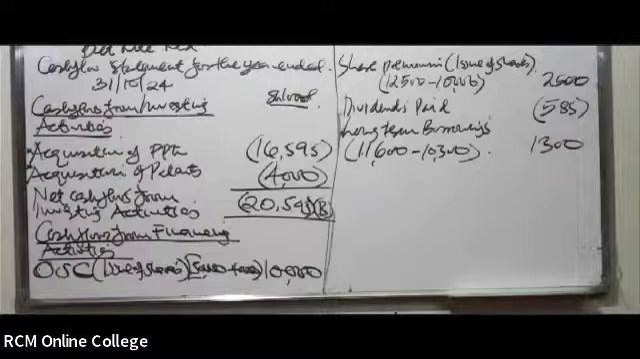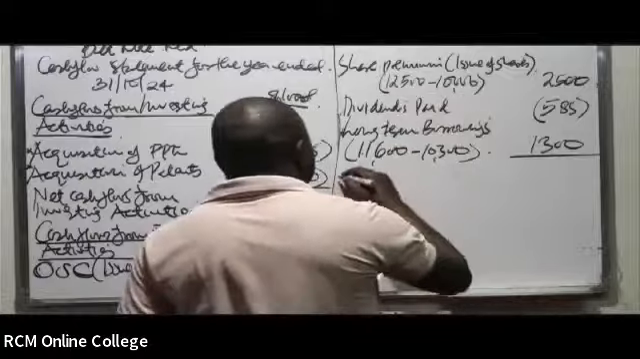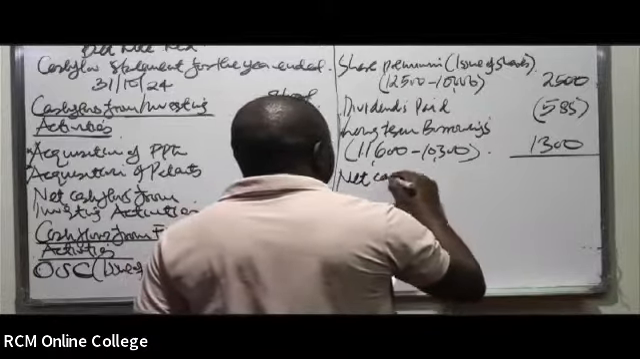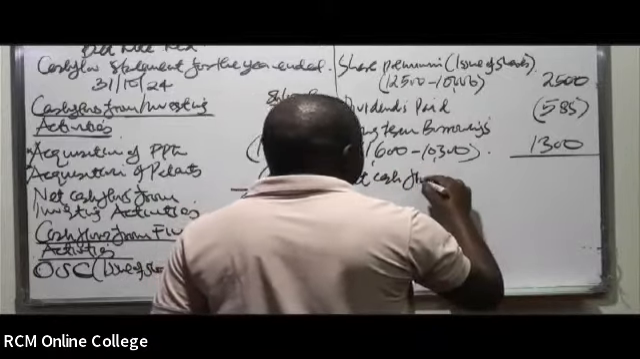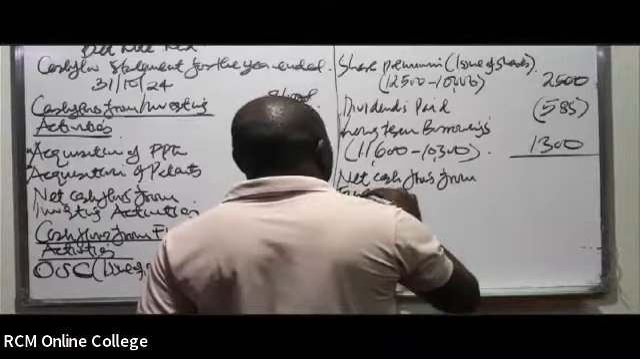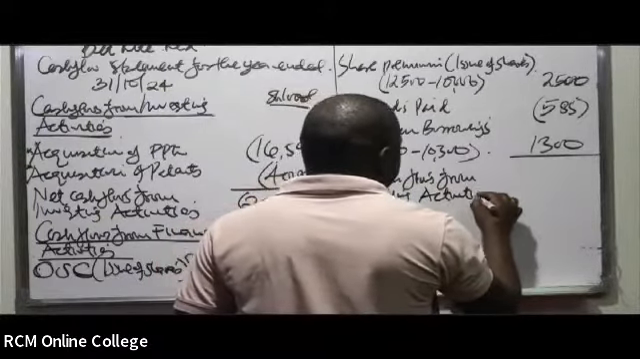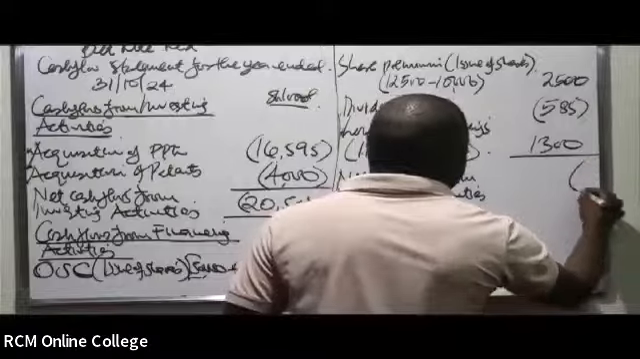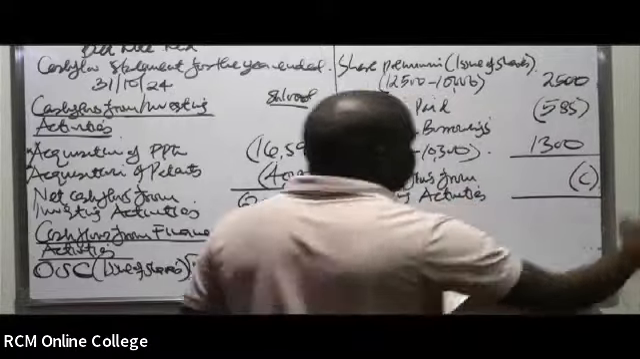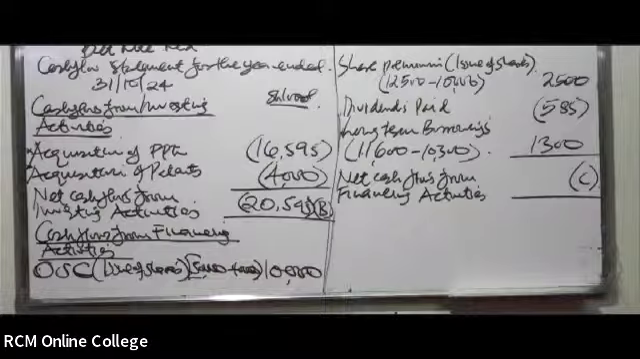With that, you'll be able to get the net cash flows from financing activities, which is part C now. There's a figure you get when you add these four of them. What are you getting? You're getting 13, 215.